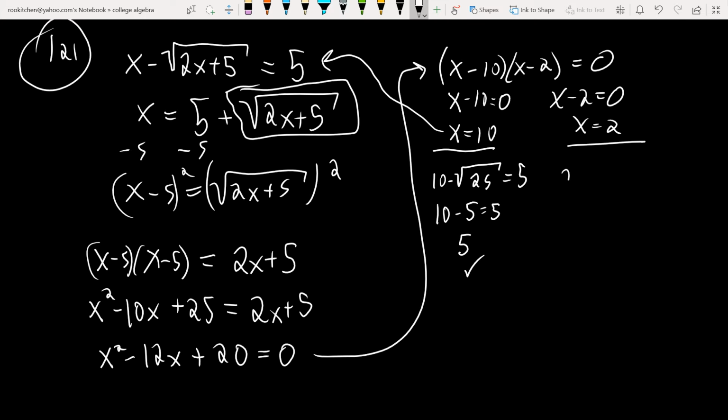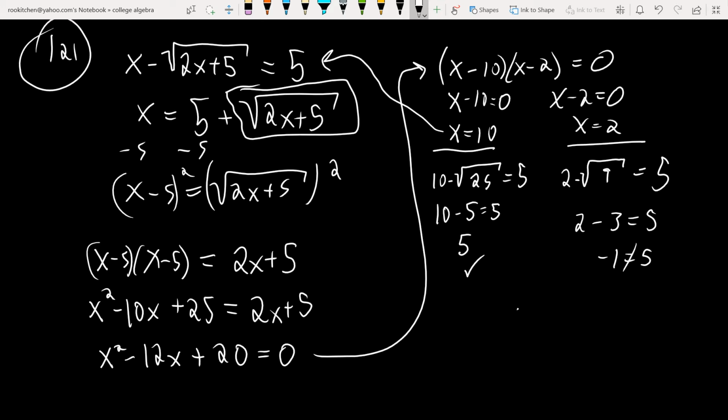The other one, so I'll have 2 minus the square root of 2 times 2 is 4, plus 5 is 9. And then we've got to make sure that's the same as 5. Okay, so 2 minus the square root of 9, which is 3. 2 minus 3 is negative 1. And that is not the same thing. So we just have one solution.